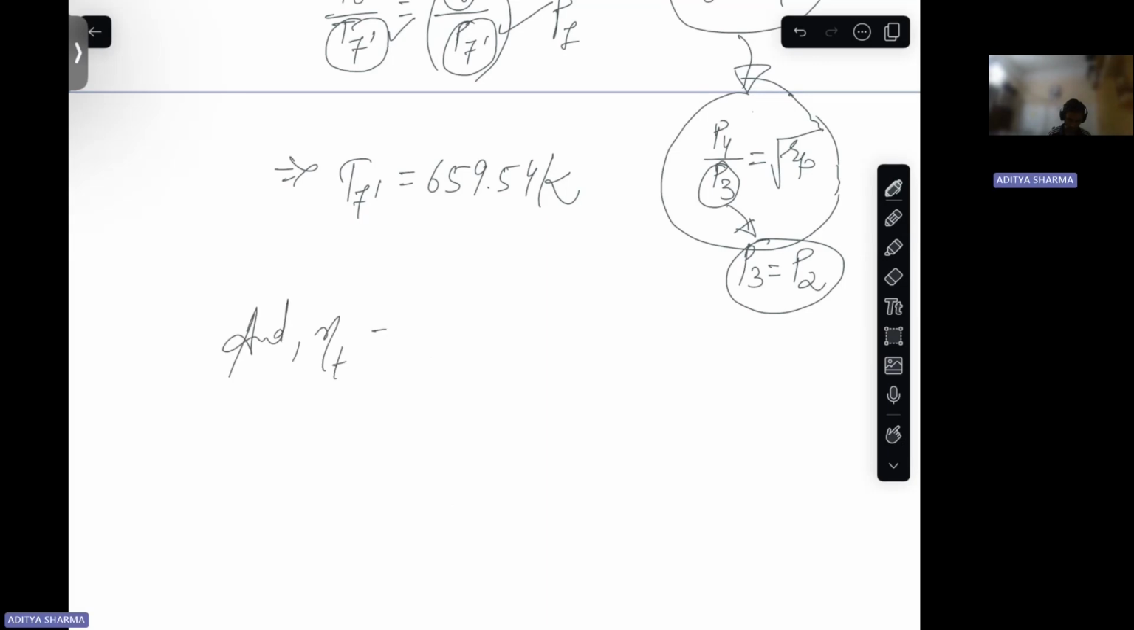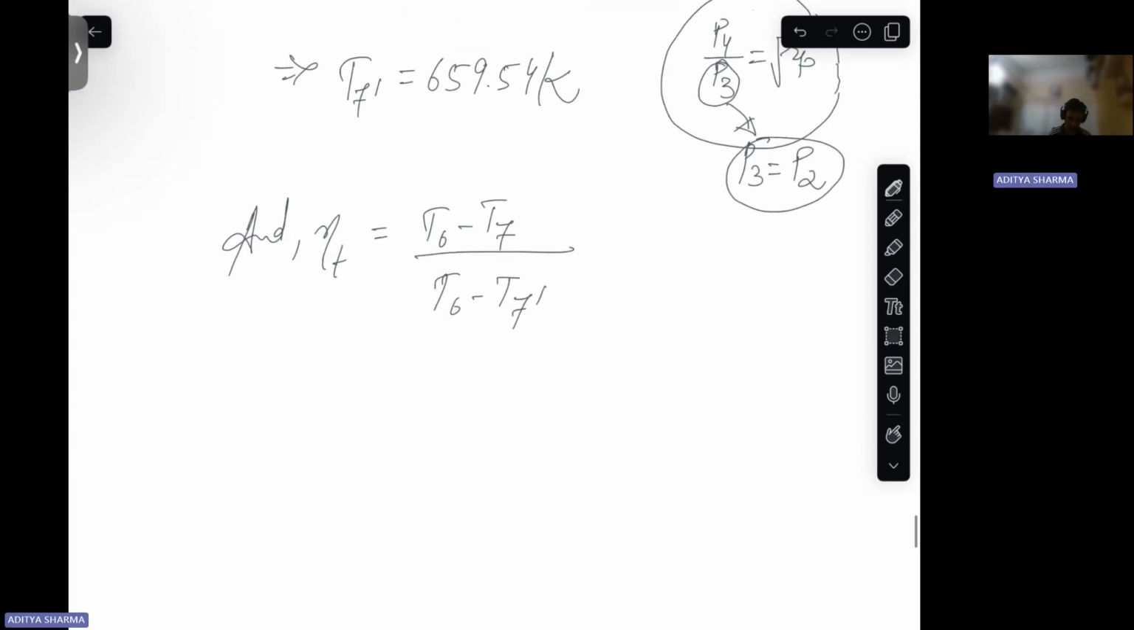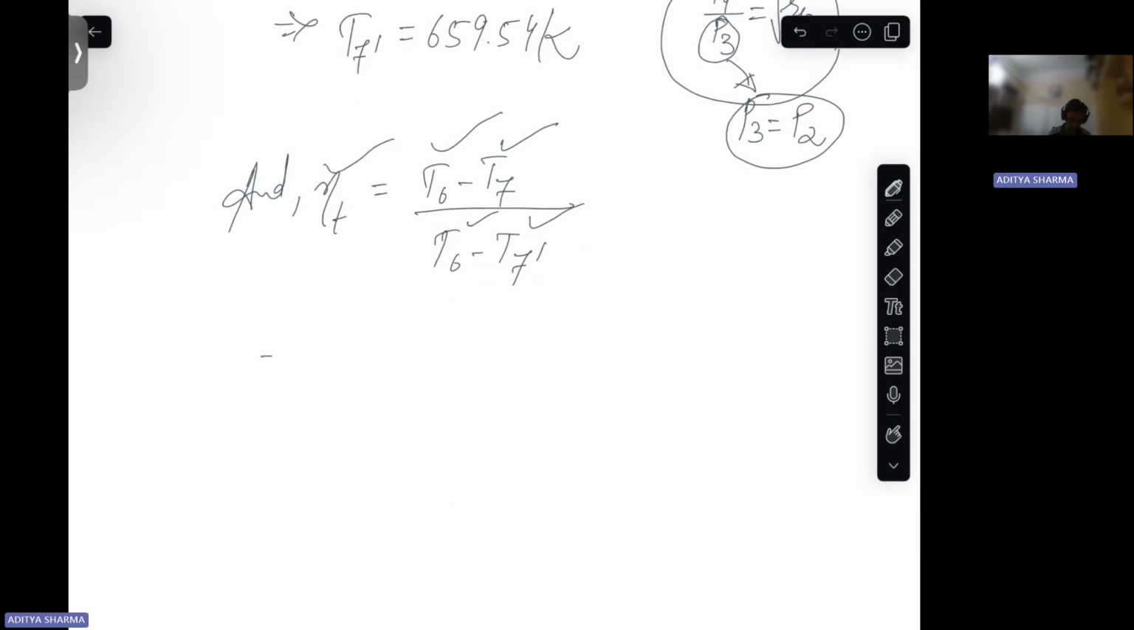And from your isentropic efficiency of turbine, this is this. So T6 we have, T7 we need to find out, T7 dash we have, T6 we have. This is 0.88. So if you work this out, this will come out to be 718.39 Kelvin. Okay. So this is your T7.